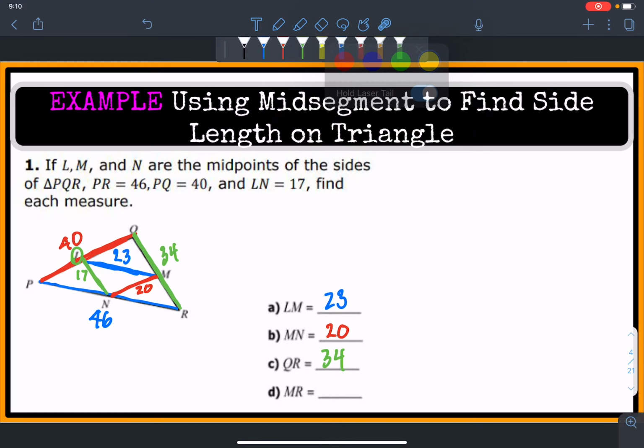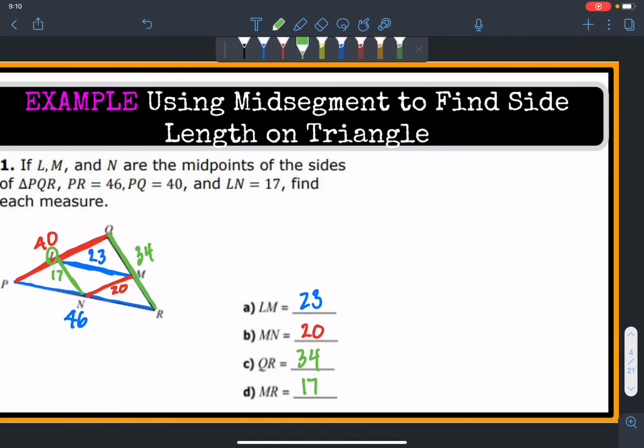Let me get my yellow highlighter. This one right here, M to R. Well, that's the same distance as L to N, because we're going halfway right there. Notice they're the exact same length. So that's going to equal 17, which is exactly true just by looking at this. Since this entire distance is 34, then since M is in the middle, these two segments are equal. So if I take 34 and divide it by 2, I get 17. So I know this is 17 and that is 17. So the distance from M to R is going to equal 17.